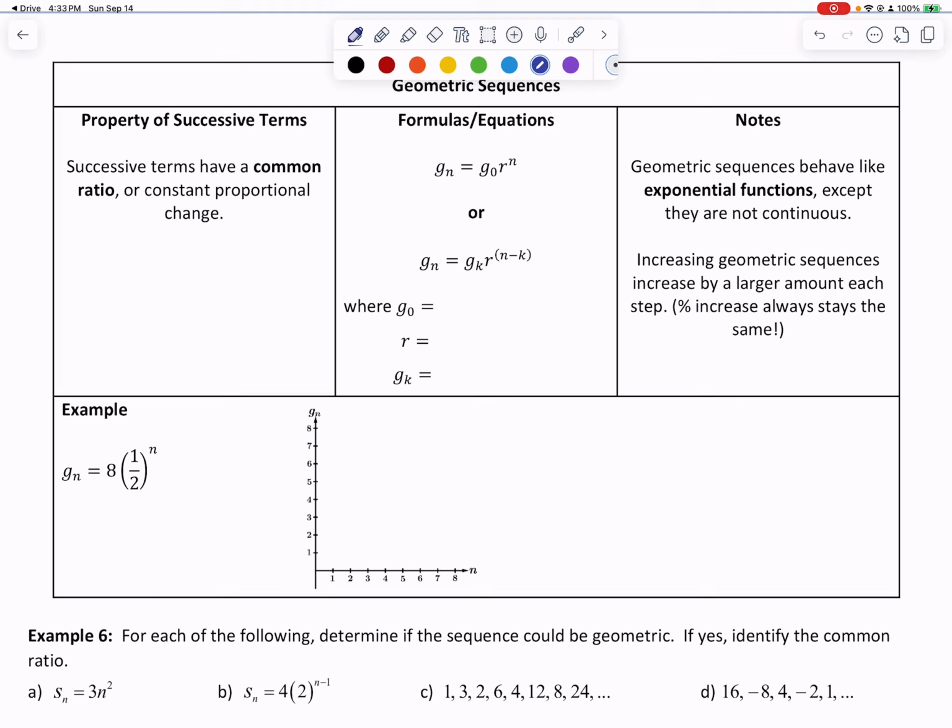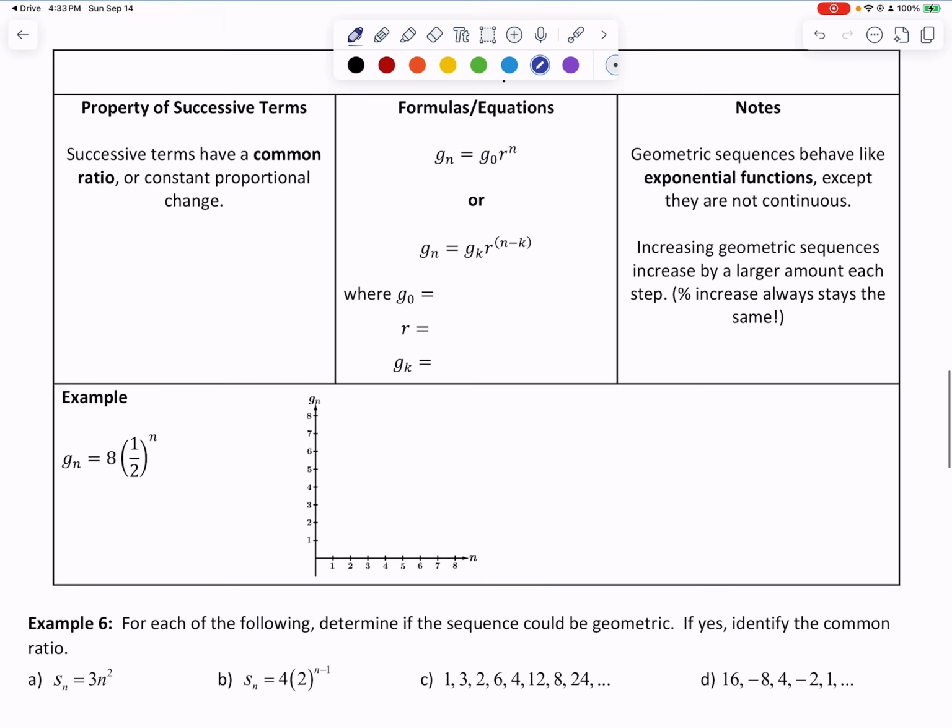Now, geometric sequences will follow a discrete version of an exponential function, just not continuous. So we are increasing by a larger amount each time, but the percent increase will always stay the same. So when you see a geometric formula like this, we can plug in values. If I say g sub 0, anything to the 0 power is 1. So I have 8 times 1. If I go to g sub 1, that is 8 times 1/2. That's 4.